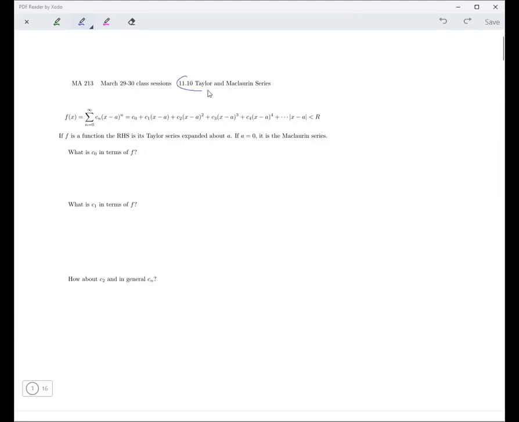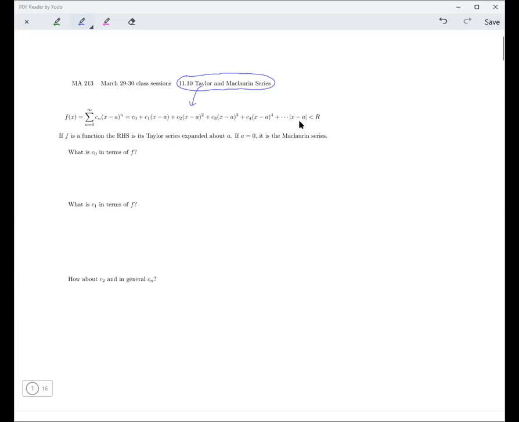1110, we're talking about Taylor and Maclaurin series. So right here, this is a Taylor series. Right here, Taylor. And Maclaurin is when a is equal to 0. So with Maclaurin series, it's a special version of the Taylor series where these minus a's are not there. It's just x, x squared, x cubed, and so on.